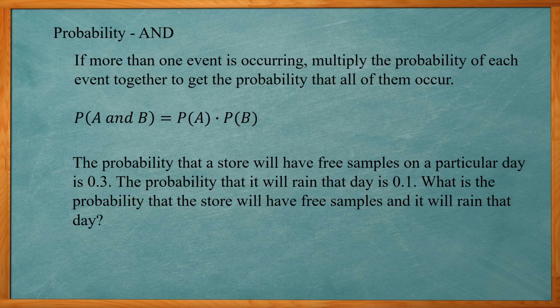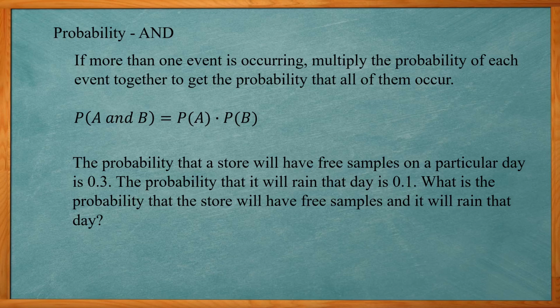Now when you're dealing with the AND statement, the probability there is equal to the probability of A times the probability of B. So if there's more than one event occurring, you need to multiply the probability of each event together to get the probability that they all occur. So the probability of A and B is equal to the probability of A times the probability of B.